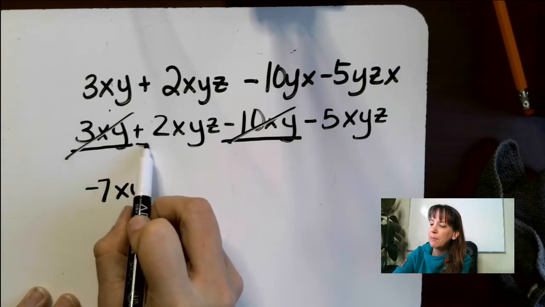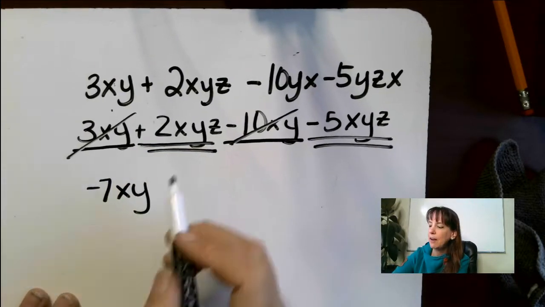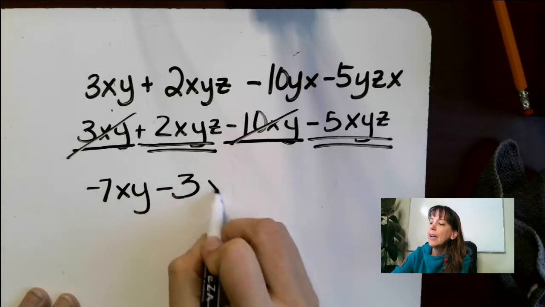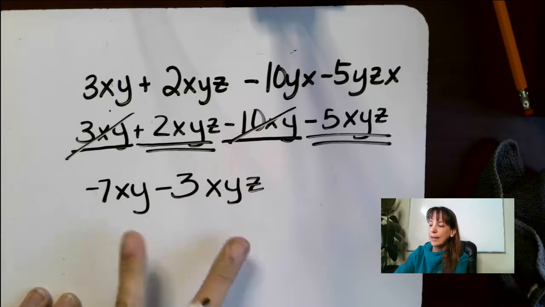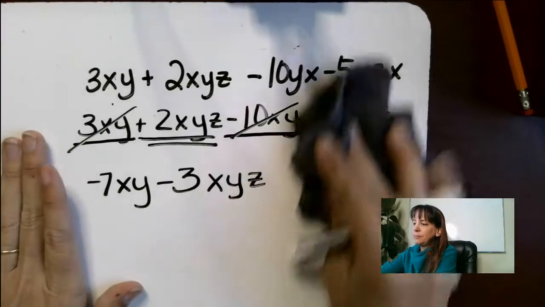So next one, I have positive 2 and negative 5. Positive 2 and negative 5 gives us negative 3xyz. Now, I can't combine those two because they don't match exactly. So that's it. That's all we can do there. Good.